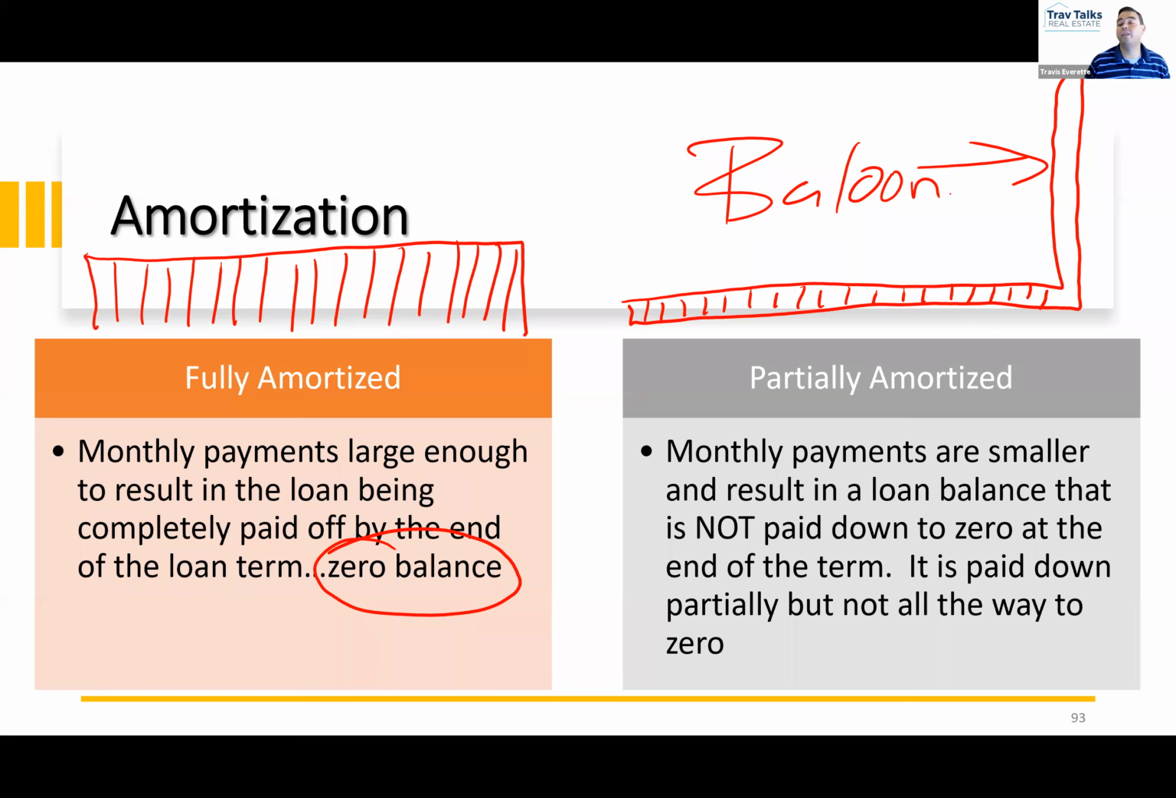Now, here's what you need to understand. It doesn't mean one of these is good and one's bad. It simply means it depends on what's more important to the borrower. A borrower who needs to minimize their monthly expenses should probably consider what kind of a loan? Partially amortized. A borrower who wants to make sure they get it paid off should probably do a what? Fully amortized. Does everybody see the difference? Yes. Okay, that's the difference between the two.